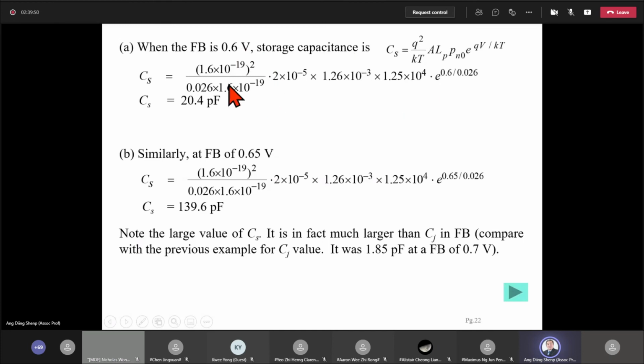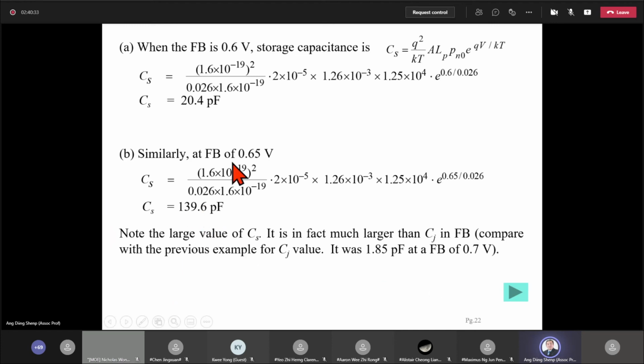CS at 0.6 volt forward bias is 20.4 picofarad. This is already much larger than the junction capacitance. You can refer back to the junction capacitance that we calculated earlier. When you increase the forward bias by just 50 millivolts, notice how CS has changed. It changed like 6 to 7 times because of the exponential dependence of CS on the forward bias voltage, which can be traced back to the exponential dependence of the carrier injection across the junction as a function of the applied forward bias voltage.